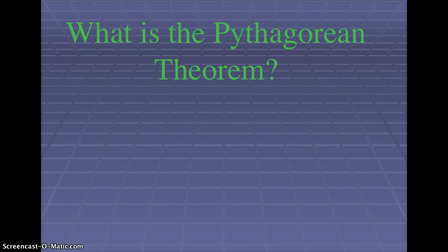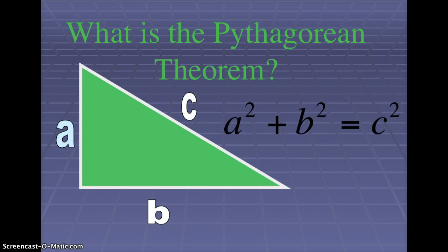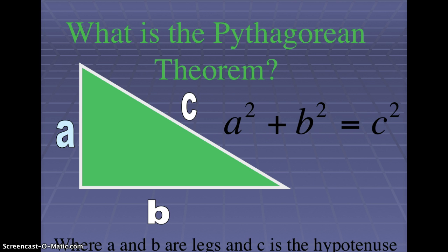What is the Pythagorean Theorem? So the Pythagorean Theorem is a formula, a squared plus b squared equals c squared, where a and b are your legs and c is your hypotenuse. It doesn't matter if you switch a and b, but they have to be on the legs and c has to be your hypotenuse.